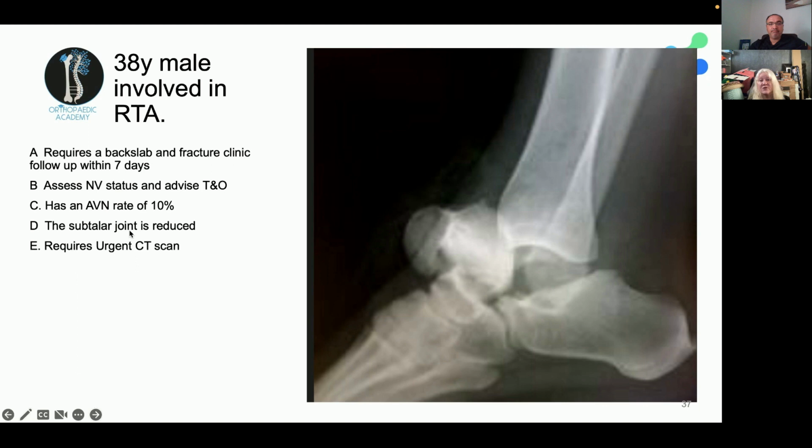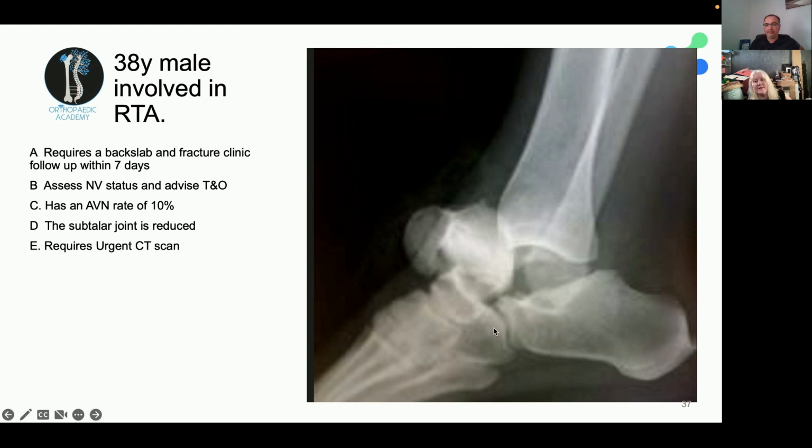So the subtalar joint is reduced? Absolutely not. It's gone. Urgent CT scan, it probably does, but your first thing that you're going to do is assess the neurovascular status and advise trauma and orthopedics, because this is something that needs urgent reduction in the operating theatres. And even if it looks open, we get this to theatre, we reduce it, we can assess it. Even if we do temporary fixation, wash it out, then we can get a CT scan later and fix it at a later stage, but it needs to be reduced.